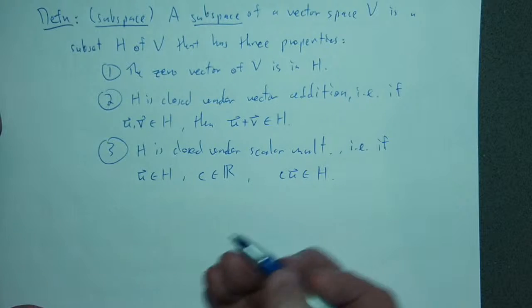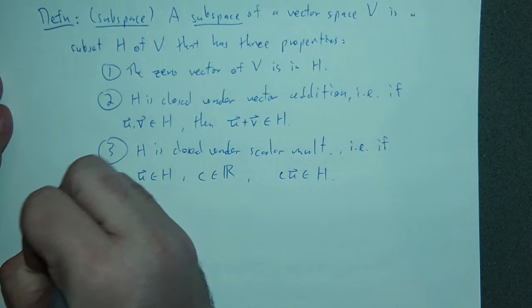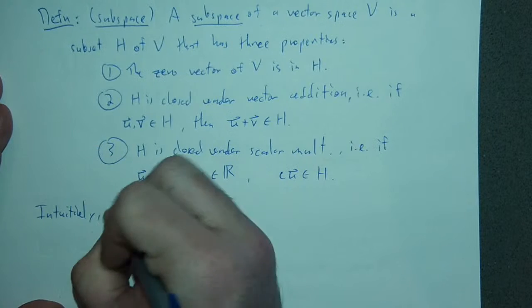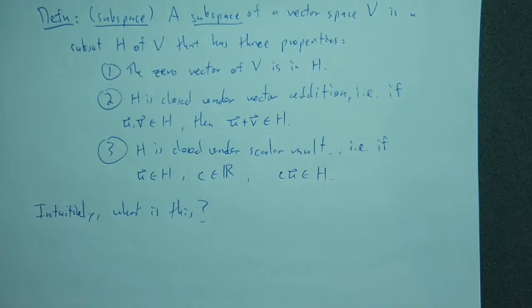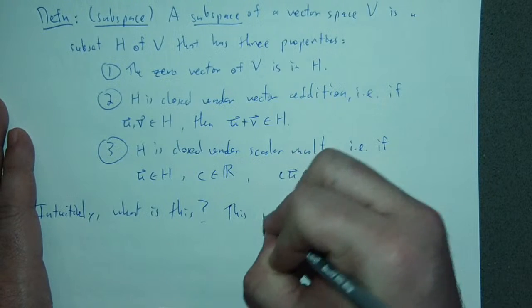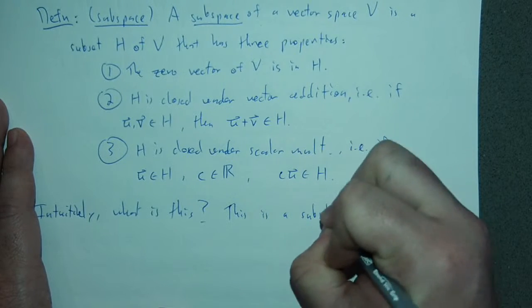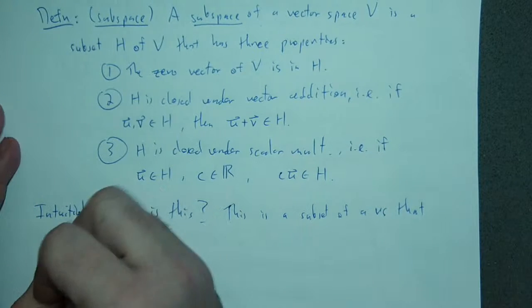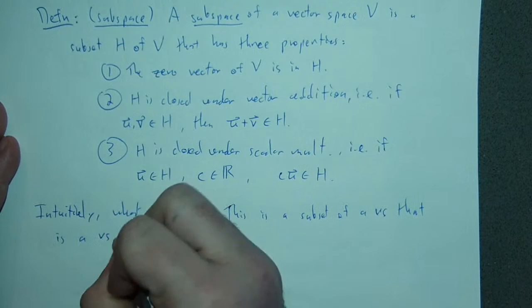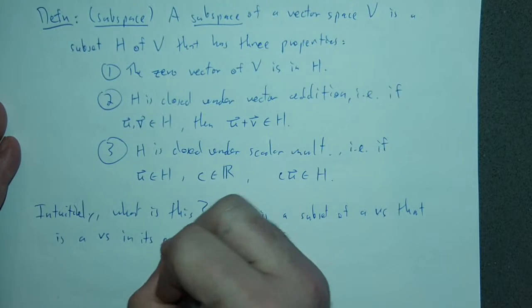So intuitively, what is this? This is a subset of a vector space that is a vector space in its own right.